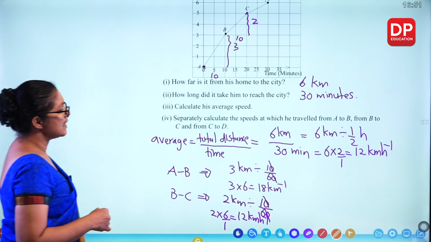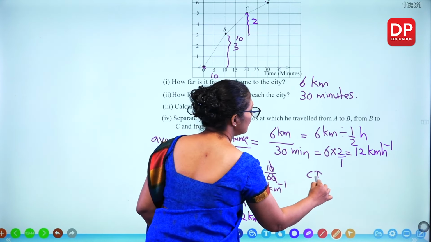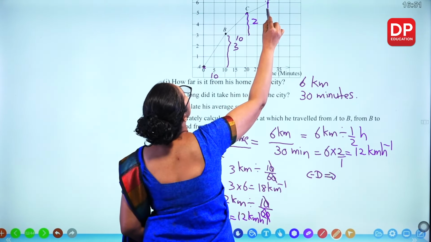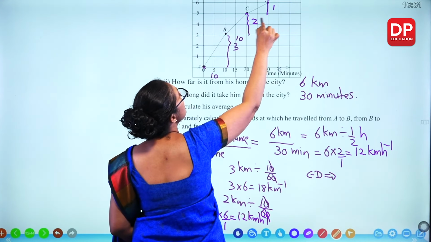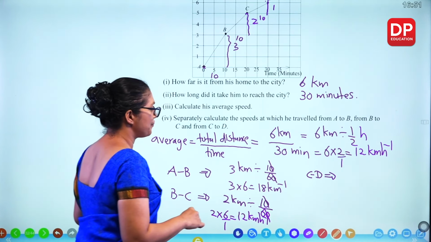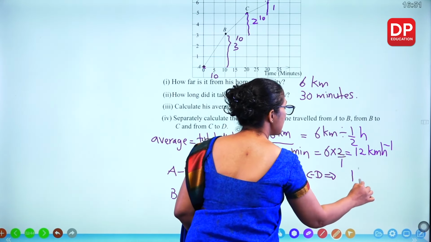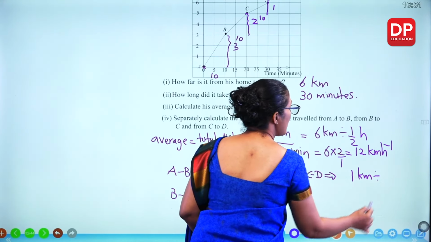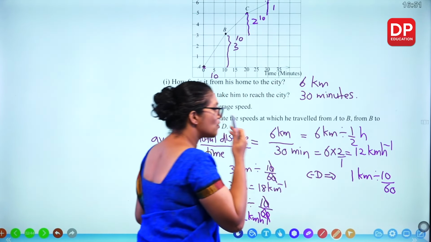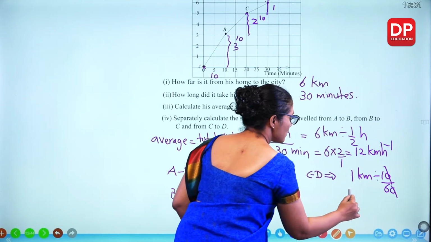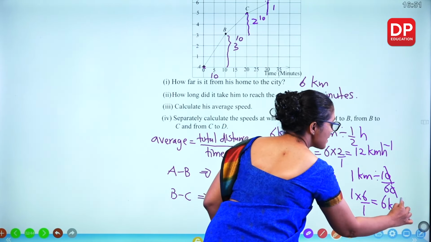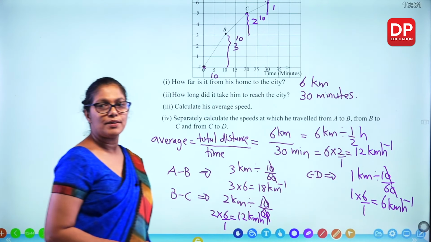Then what about C to D? C to D, what's the distance traveled? Here, only 1 kilometer within 20 to 30, that's 10 minutes. So what's the speed? 1 kilometer divided by 10 minutes, convert to hours, 10 over 60. So 1 multiplied by 6 over 1, that's 6 kilometers per hour.